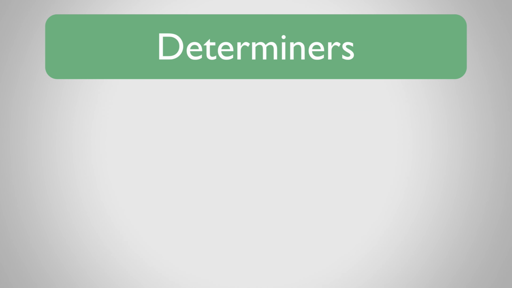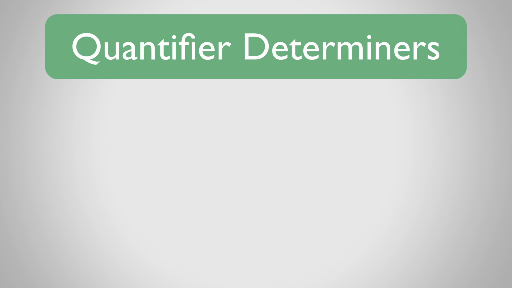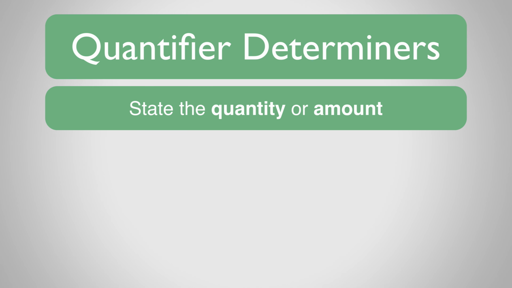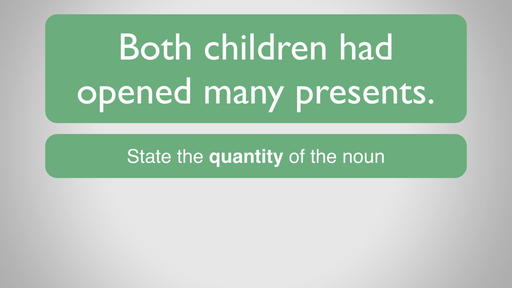The final type of determiner to consider is called a quantifier determiner. These words state the quantity or amount of a noun. Let's look at an example. Both children had opened many presents. Which quantifier determiners were used? Which words were used to state the quantity of the noun?